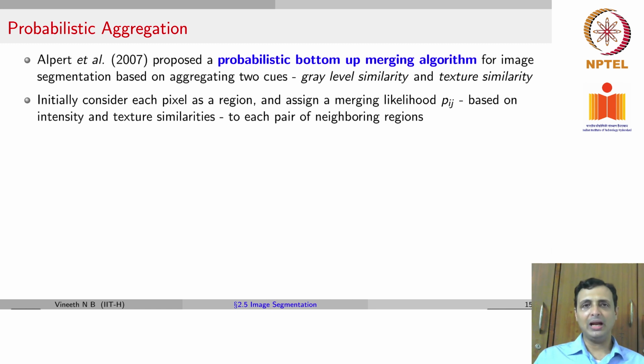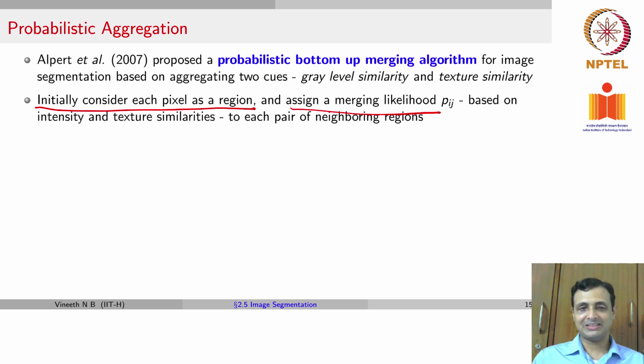The next method we're going to look at is another popular method called probabilistic aggregation, which was proposed by Alpert et al. in 2007. This method is again a region merging algorithm, and it is a probabilistic approach, as the name suggests, and it uses two different cues: intensity values, that is the gray level values, as well as some texture content of the specific regions in the image. Initially, the method considers each pixel as a region, and then you assign a merging likelihood Pij.